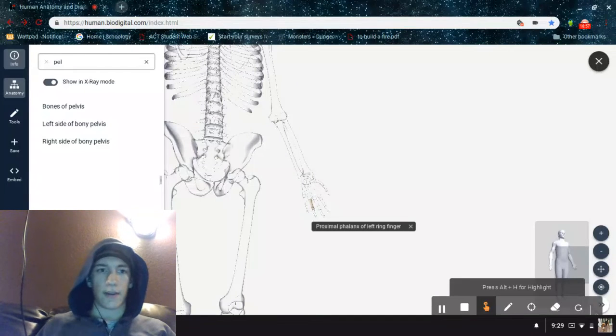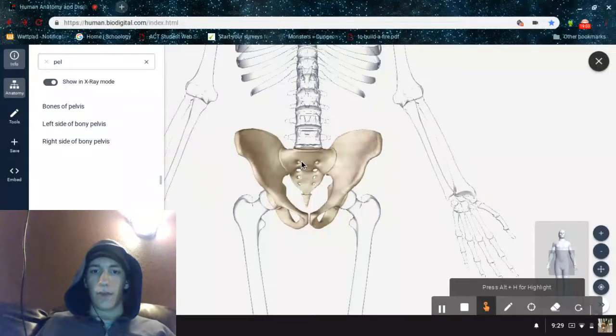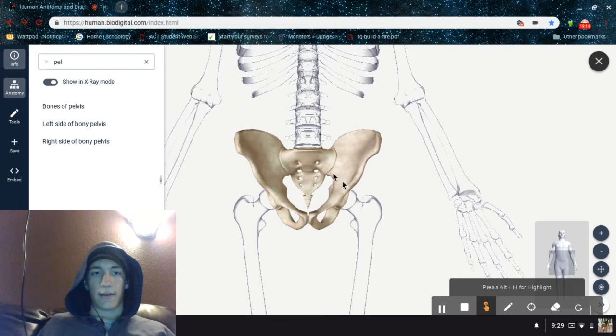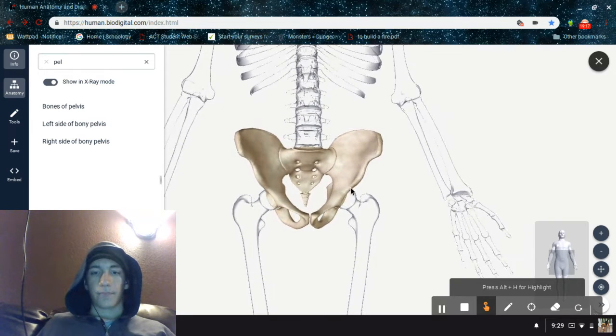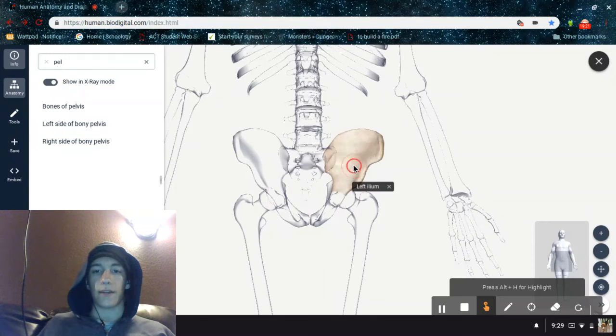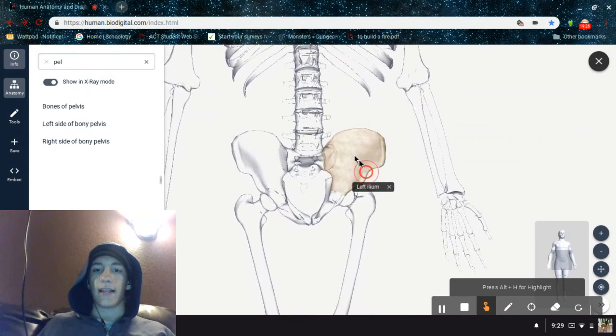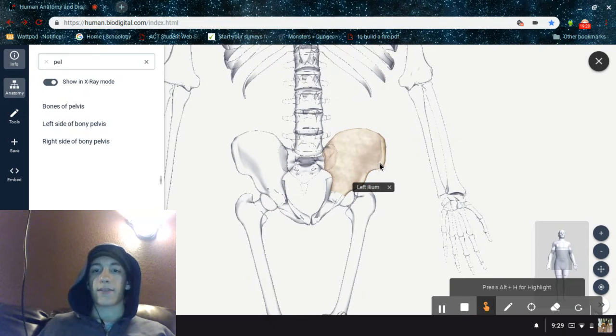I'm going to focus in on the bones of the pelvis for a better view. So, right here, remember these and these from our last video. These are the sacrum and coccyx. This is, of course, the right side of the pelvis and the left side of the pelvis. Now, your pelvis is broken down into a myriad of parts, all of which we need to know. But in short, this is the ilium. This is the crest on the ilium.